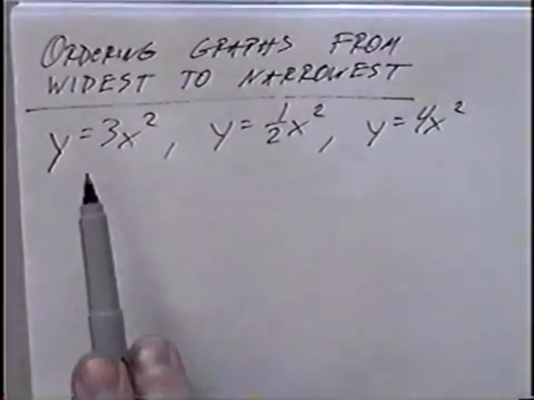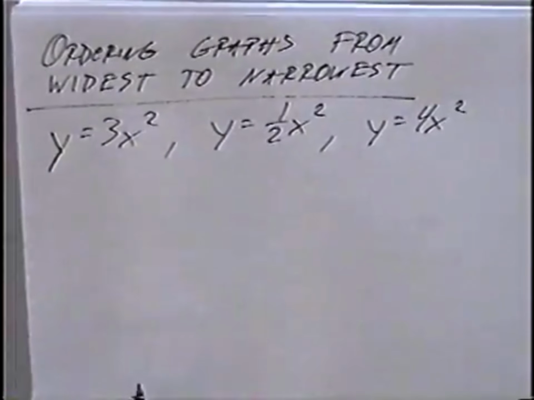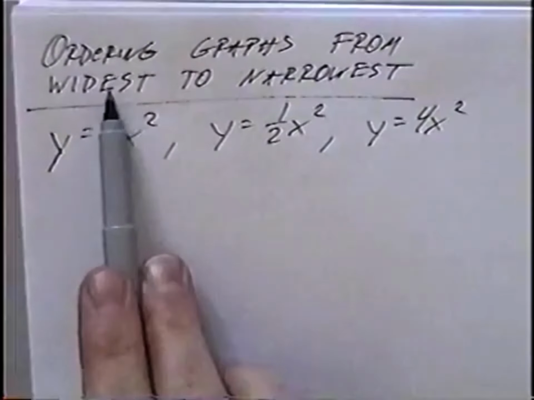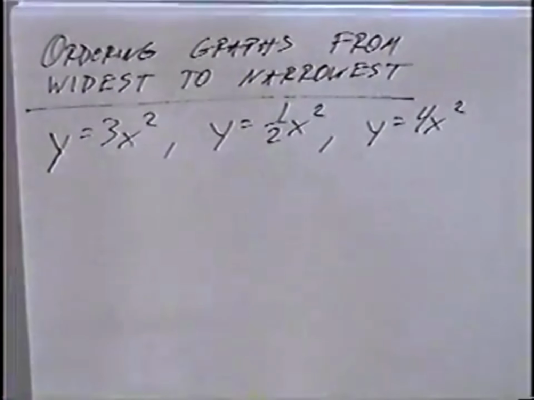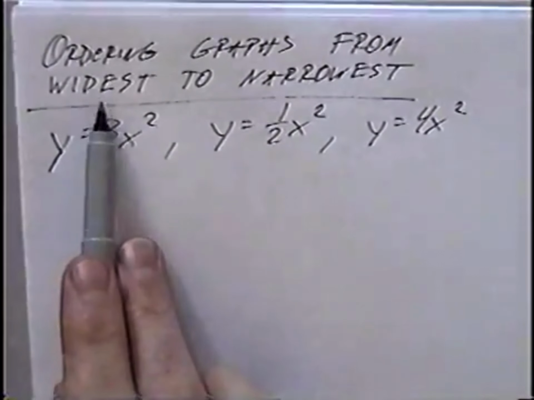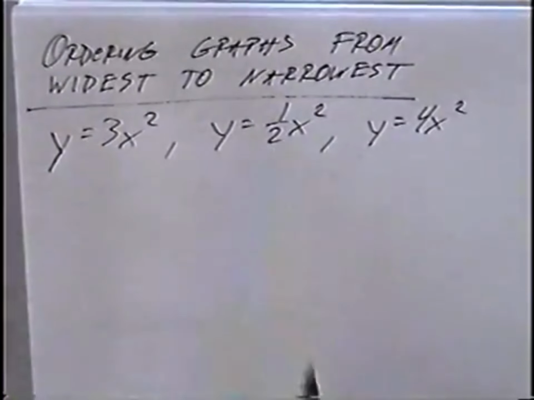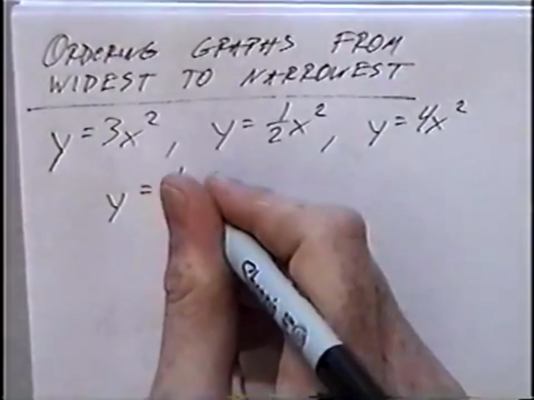When you have a number in front of the x, that's going to multiply or change the number of the y value. For a wide graph, you want a small number that's close to 0. For a narrow graph, that would be a big number or highest number. So the widest graph is the smallest number, closest to 0. In this case, it's 1/2. So the widest graph would be 1/2 x squared.